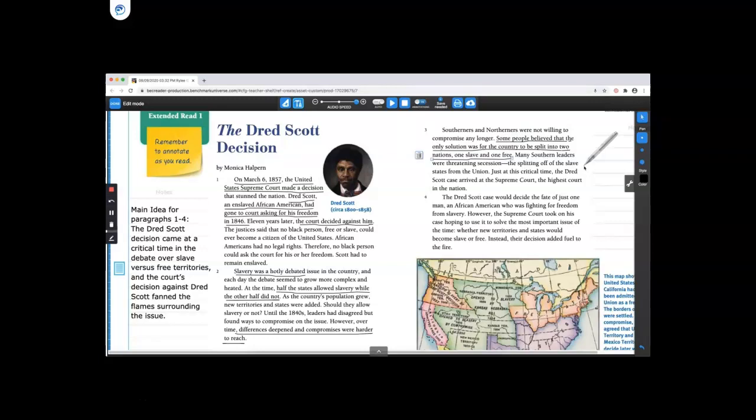Now in paragraph 4, I read that the Dred Scott case was about only one man's fate, but it had a much bigger impact. The Supreme Court took the case to solve the issue of whether new territories and states should allow slavery. I'm going to underline that sentence. This is what is tying the Dred Scott case to the issue that people are arguing about. Supreme Court took on his case, hoping to use it to solve the most important issue of the time, whether new territories and states would become slave or free.